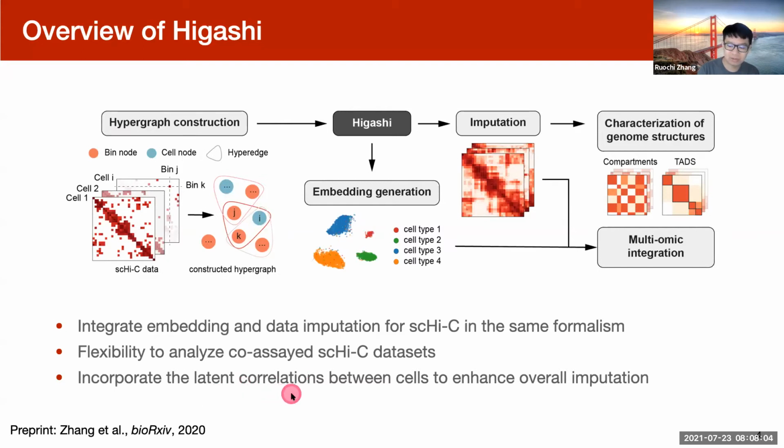And by latent correlation, I mean, as compared to existing methods which would model each contact map as individual graphs, here these different cells are actually modeled in the same hypergraph, and thus the information can actually flow across different cells. And this shared information can be utilized during imputation. I will come back to this point later in the presentation to show how this latent correlation is utilized to aid the imputation.